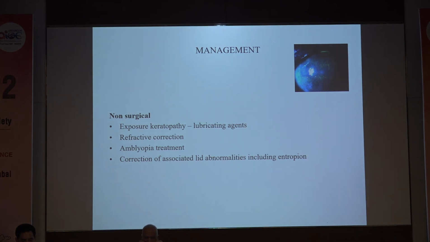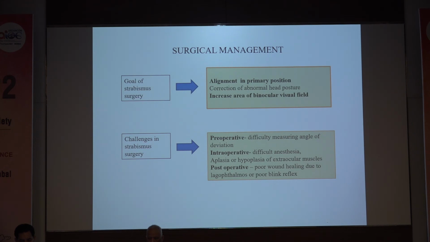The other important thing that you must know in these patients is they have a dry eye kind of condition, and they would often suffer with epithelial defects and other associated problems, such as exposure keratopathy, because they are not able to close their eyes adequately. So you need to always look at their corneas and manage the recurrent dry eye or erosions that they get. They have significant refractive error problems. They need amblyopia therapy and of course correction of associated lid anomalies, including entropion. So the goals would be to align in primary gaze essentially and increase the area of binocular visual field.